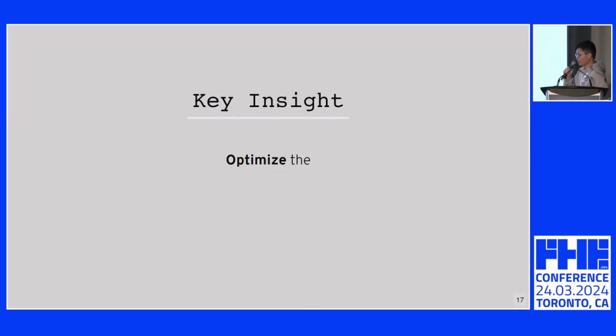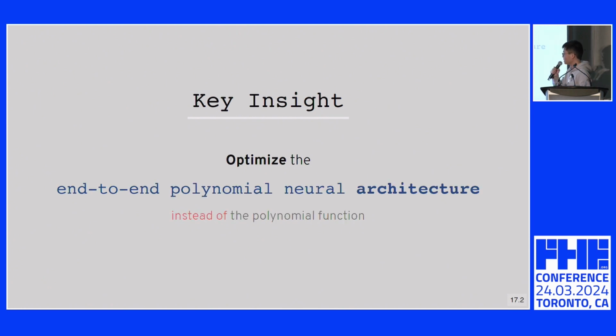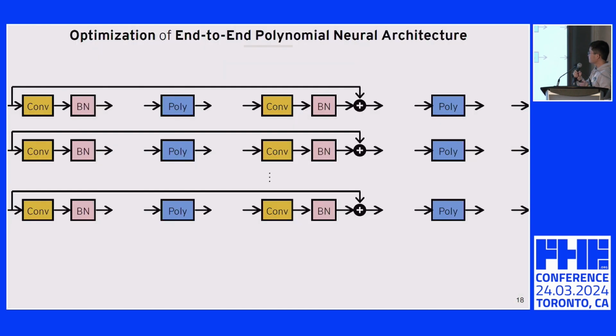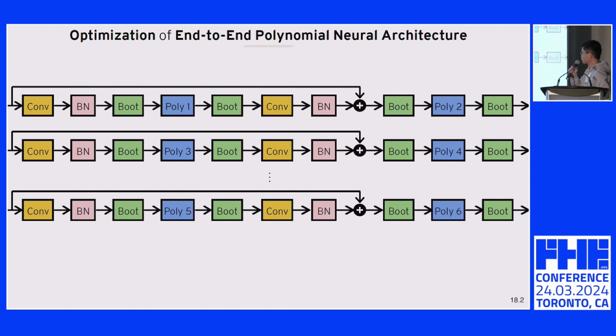Our solution is that we don't manually design different polynomial functions to replace nonlinear activation functions. We directly optimize end-to-end polynomial neural architectures. The previous work used one single polynomial to replace all ReLU. Now we change them to layer-wise polynomials. Layer-wise polynomials means that different layers have different sensitivity to the approximation precision, so we can use a different degree of polynomials to replace different ReLU. And now the bootstrapping locations are also optional. We can put the bootstrapping anywhere we want.